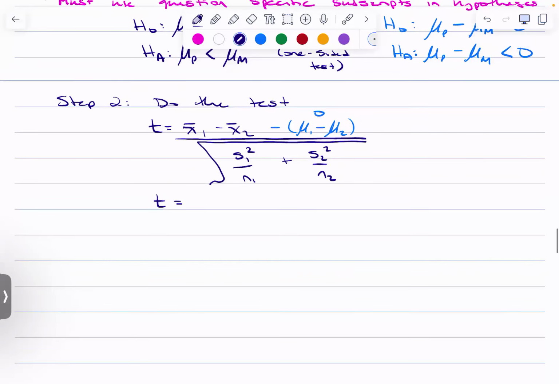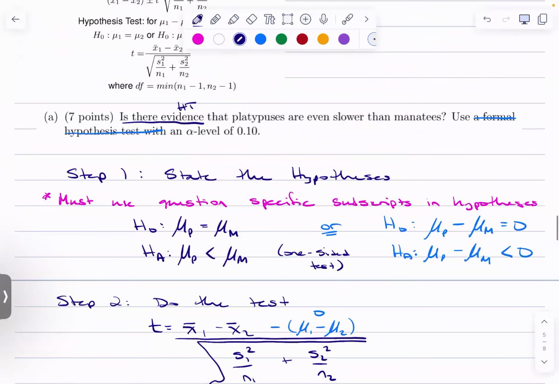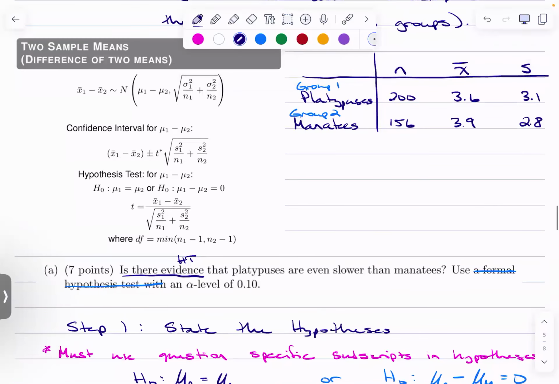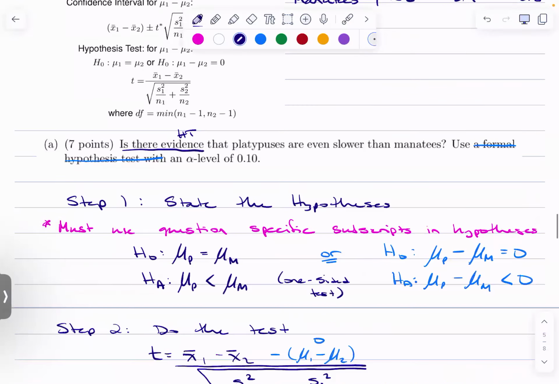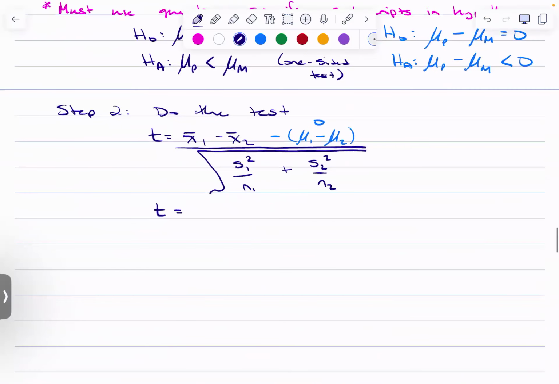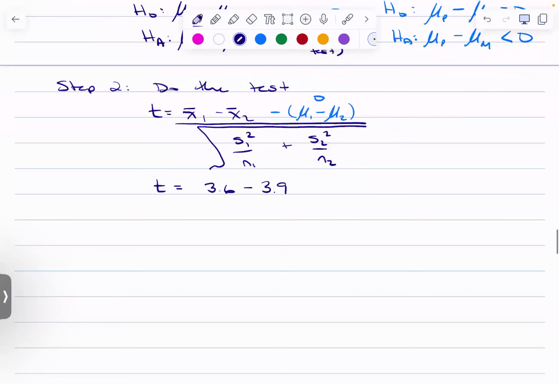Okay. Now, I need my x bars, 3.6 minus 3.9. As long as you keep your groups, group 1, group 2, then you're okay. Notice I'm not using question-specific subscripts here. That's okay, just for your hypotheses. They still refer to the same groups, though.